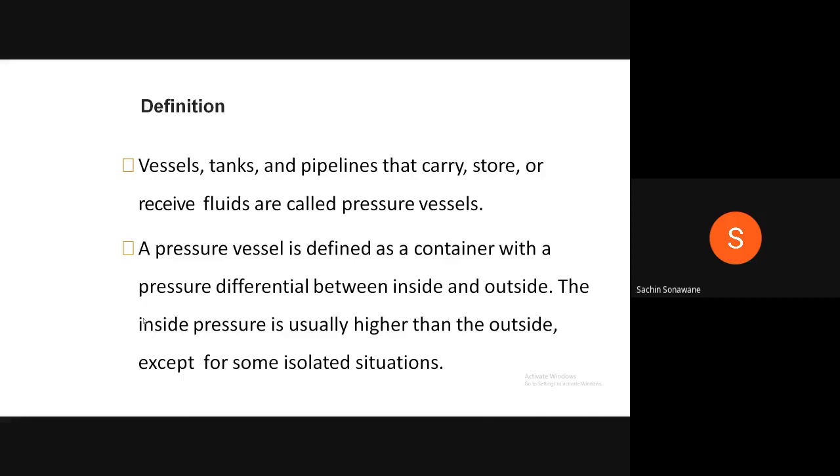Also in the dairy industry, if you have visited one, milk is stored in a large container. Therefore, that container is also known as pressure vessel. So pressure vessel means what? There is a pressure differential. Differential means the difference between inside and outside. Outside is atmospheric pressure. Inside pressure may be higher than atmospheric pressure or maybe lesser than atmospheric pressure.